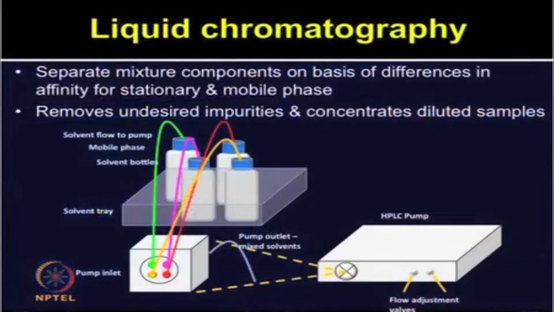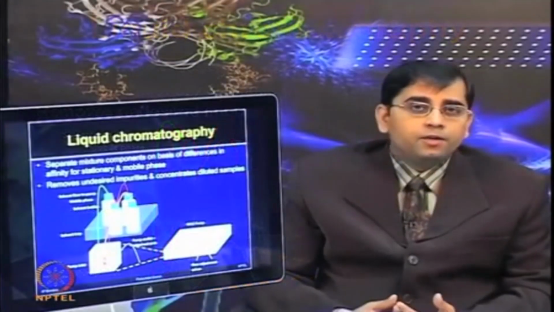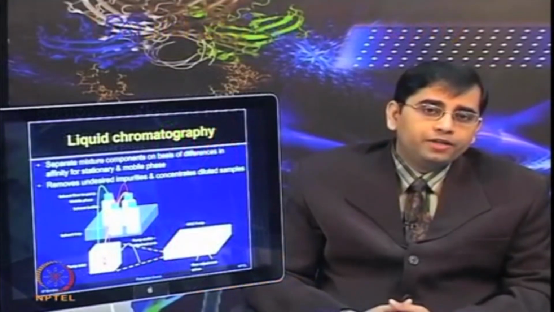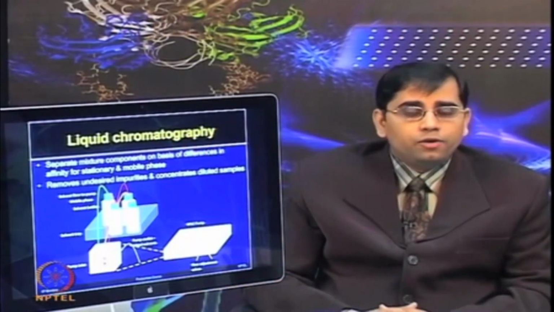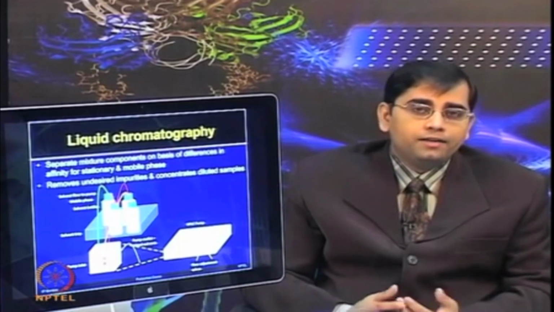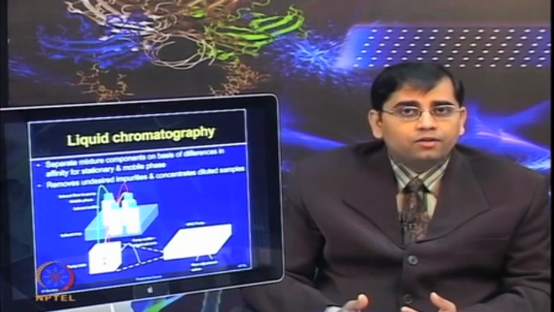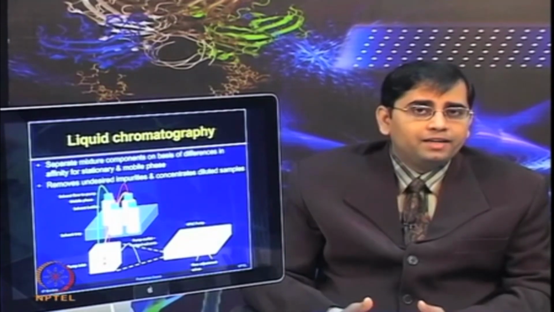So, what is liquid chromatography? Liquid chromatography separates mixture components on the basis of differences in the affinity for the stationary and mobile phase. It can remove the undesired impurities. Therefore, for various types of mass spectrometry based applications, it increases the reproducibility and robustness of analysis of peptides and proteins.